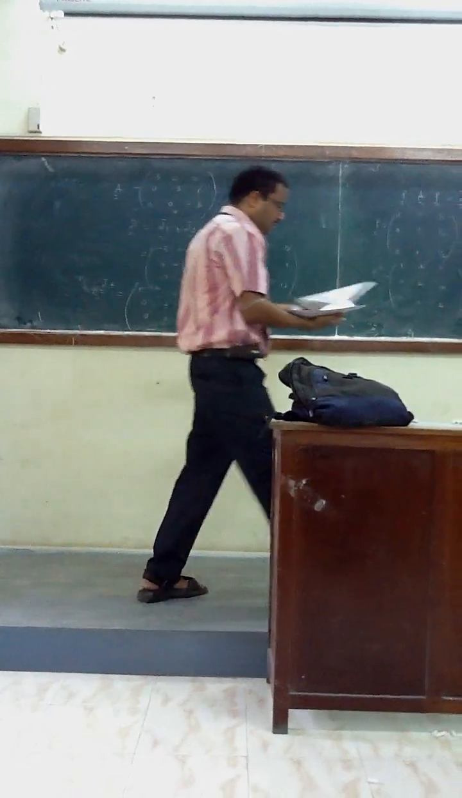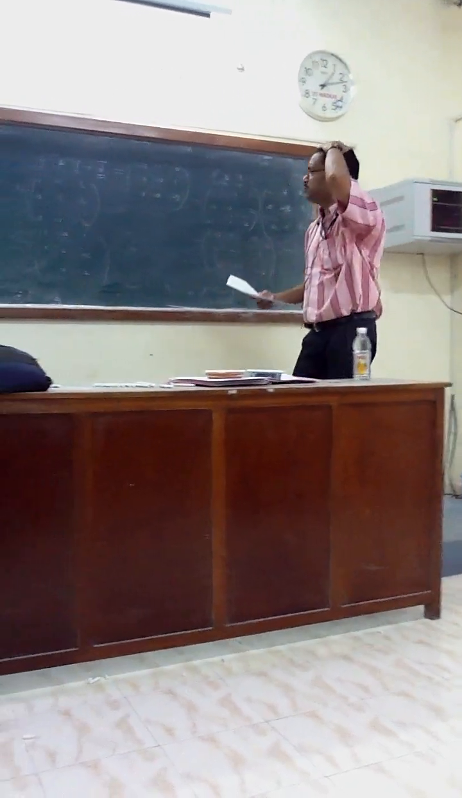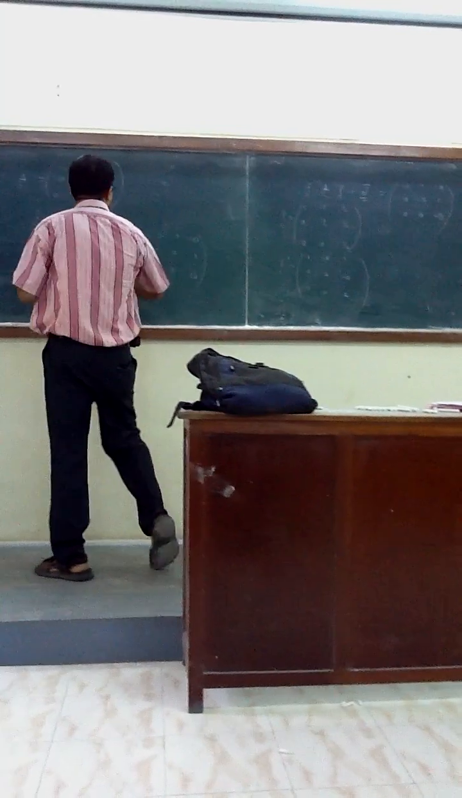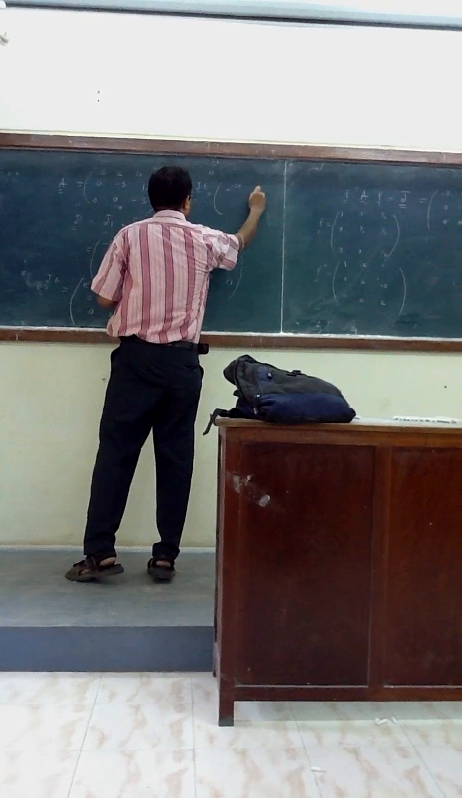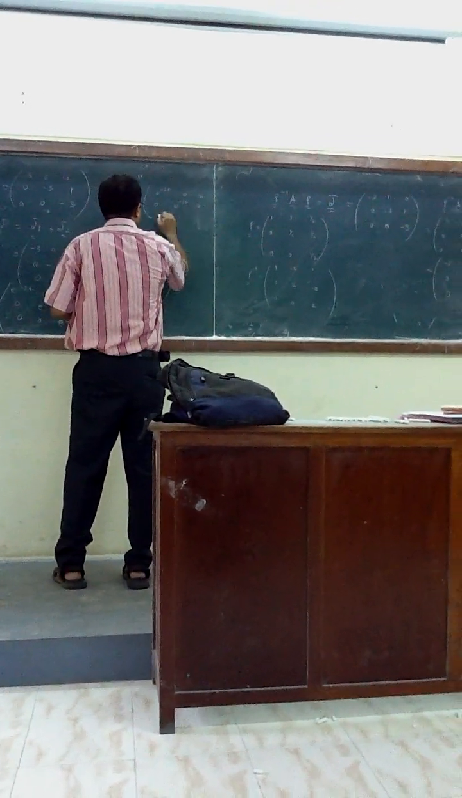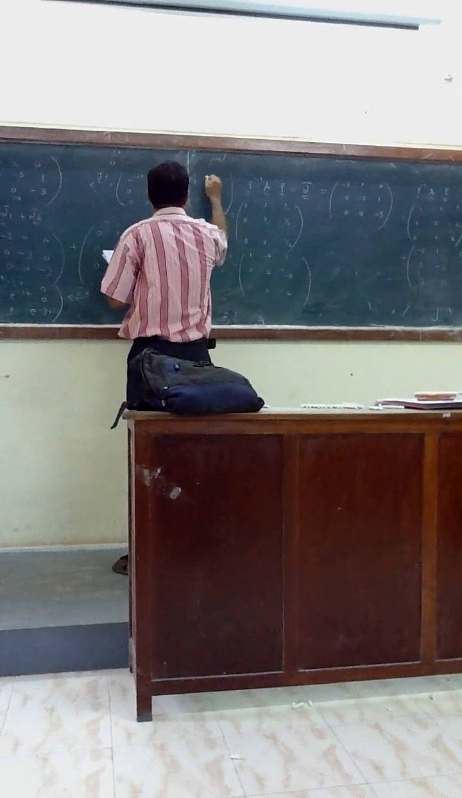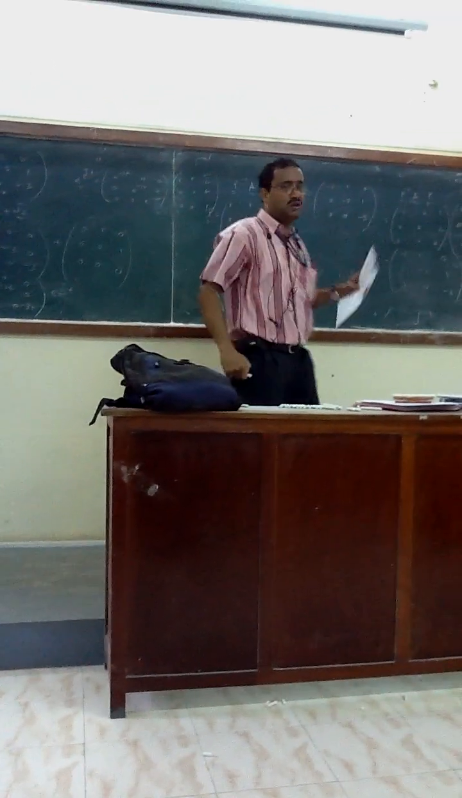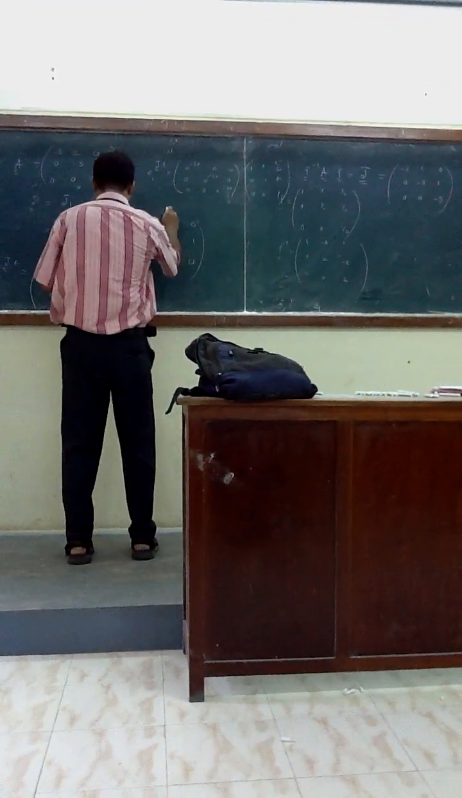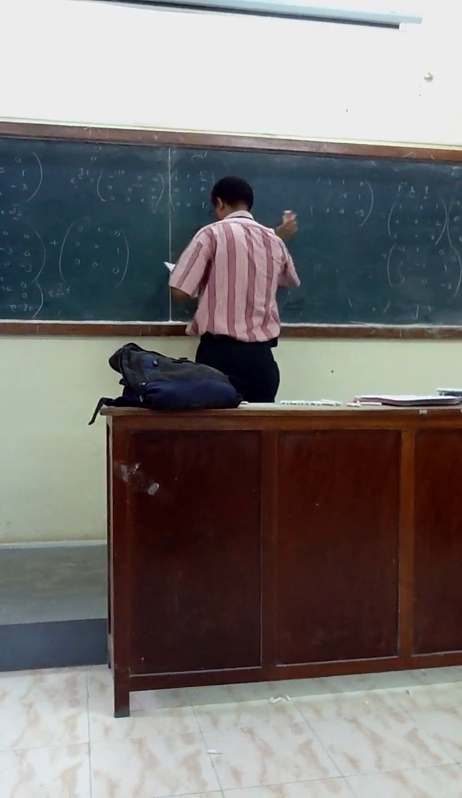What's the final answer? E to the power J2t, how much? I think you have already done it. E to the power J2t, you already have your answer in your answer booklet. It is 1 t t square by 2, 0 1 t and 0 0 1. So I have the final answer now.